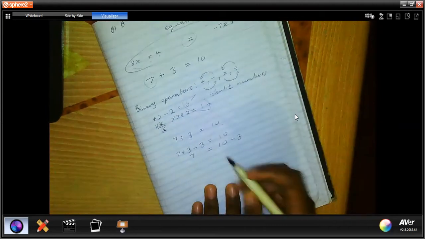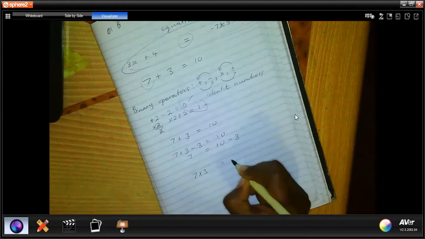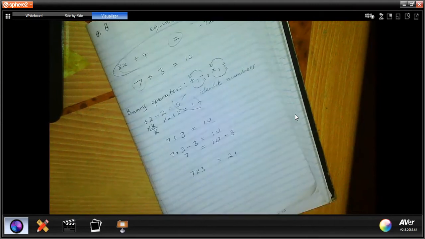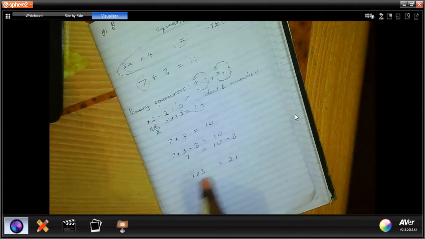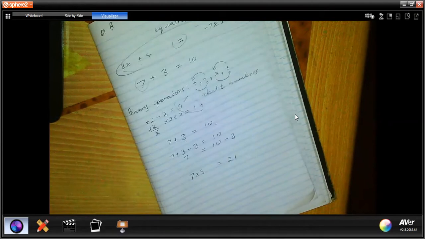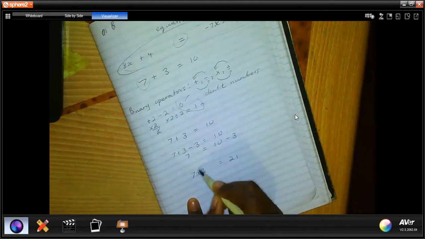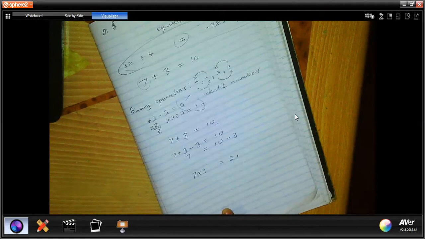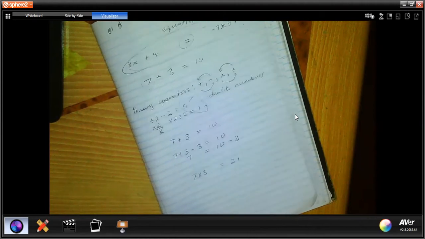Another example we may take: 7 times 3 is equal to 21. This is what we know. Now 7 times 3 is equal to 21. We want to make this 3 stand alone. How do we make the 3 stand alone? We need to remove this times 3. It's very important to note what the binary operator is. So we need to remove times 3.